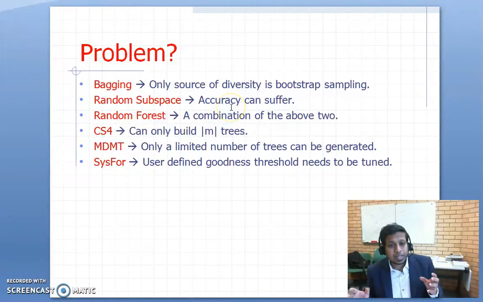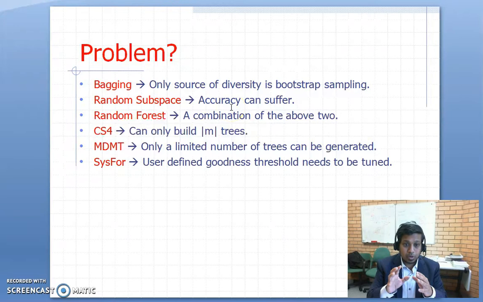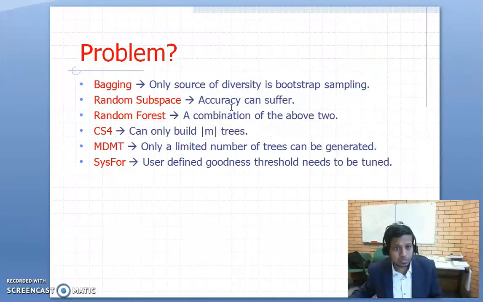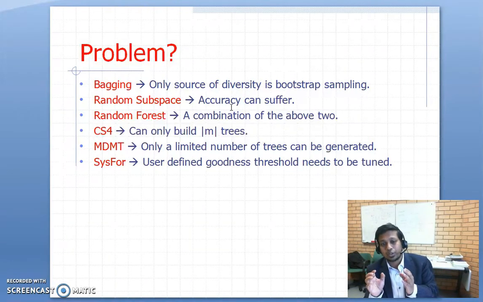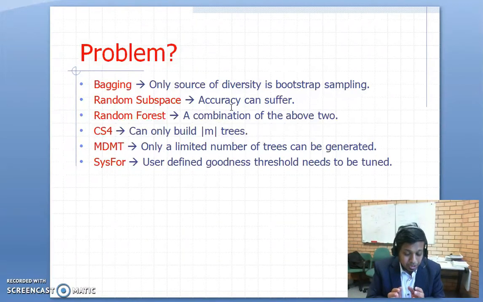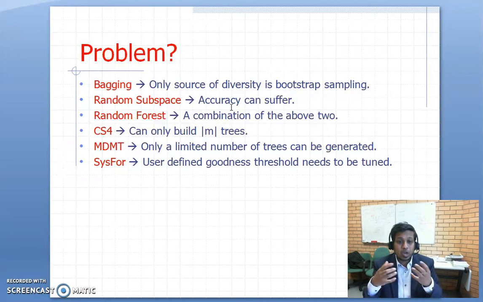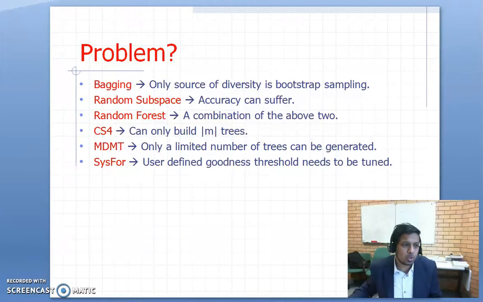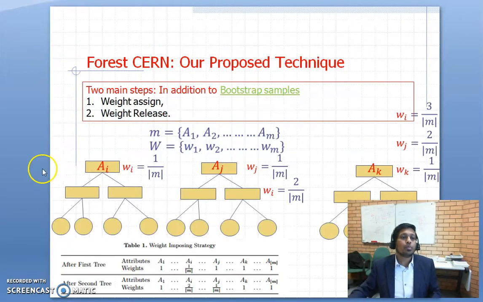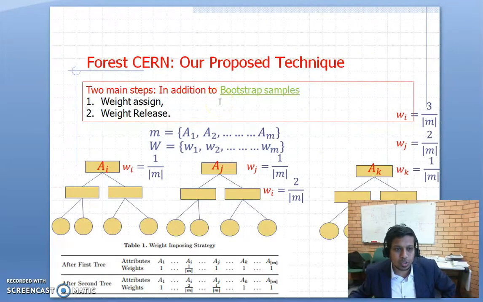In random subspace, there is more diversity because they pick a subset of the attributes randomly, but then the accuracy may suffer, because if you choose a subset of attributes where there are not enough good attributes in that subset, then the accuracy will suffer. Therefore, we propose a technique called Forest CERN, and that's our main proposed technique.